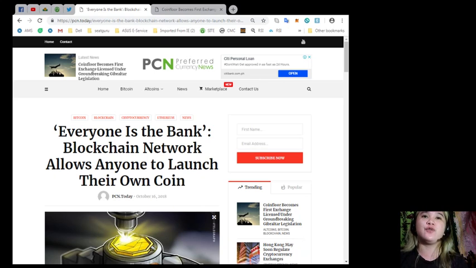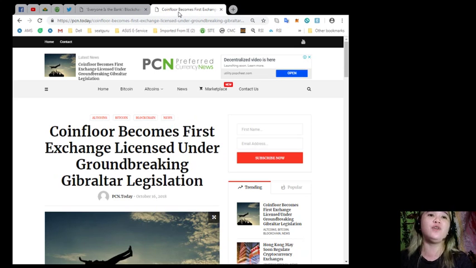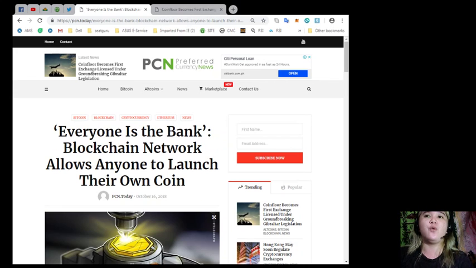So for today's news, guys, this is brought to you by PCN, or Preferred Currency News. Now, for breaking news, we have two for today. Everyone is the bank: blockchain network allows anyone to launch their own coin. And the second news for today is CoinFloor becomes first exchange licensed under groundbreaking Gibraltar legislation.